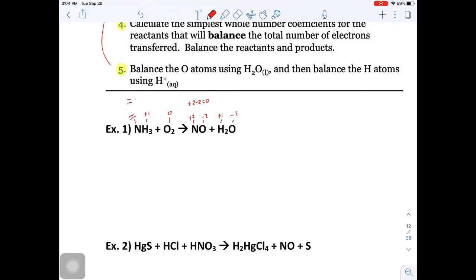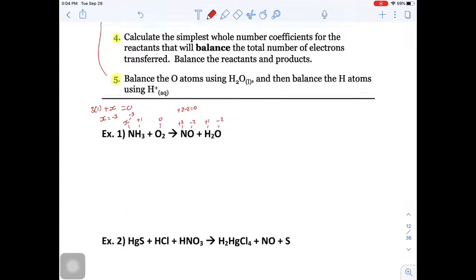Because this is a neutral compound, your oxidation numbers are going to add up to 0. So we have 3 hydrogens multiplying a +1, adding x. So that makes it x equaling -3. So here, nitrogen would be -3.